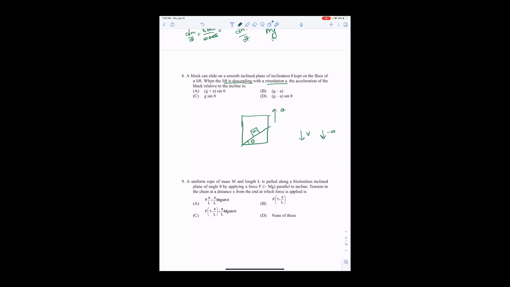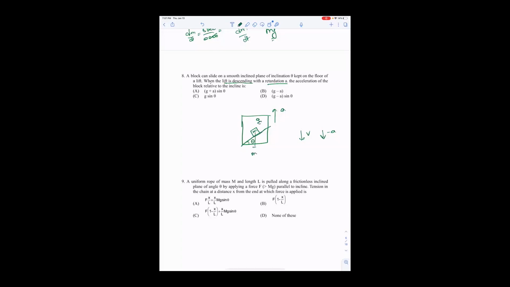This is the logic here, guys. It is descending, going down with velocity v, with retardation a. So instead of saying the lift is going up with an acceleration a, they said it is descending. It's like when you go from the 5th floor to the ground floor. While reaching the ground floor, it comes to rest. That is when the lift is actually accelerating up, right? Though you are going down, it is accelerating up. The acceleration of the block relative to the inclined plane: he's asking with respect to you, inside the lift.